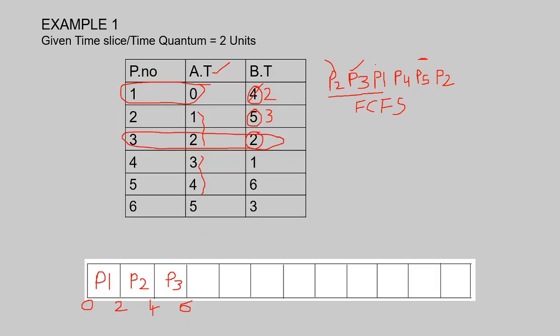Now which is the next process in the queue? And check one more thing. See, when process P3 was executing, another process has come here now. That is P6.